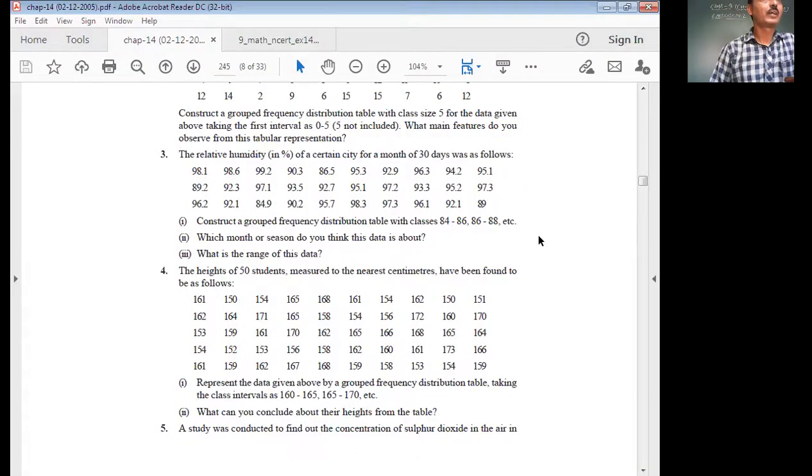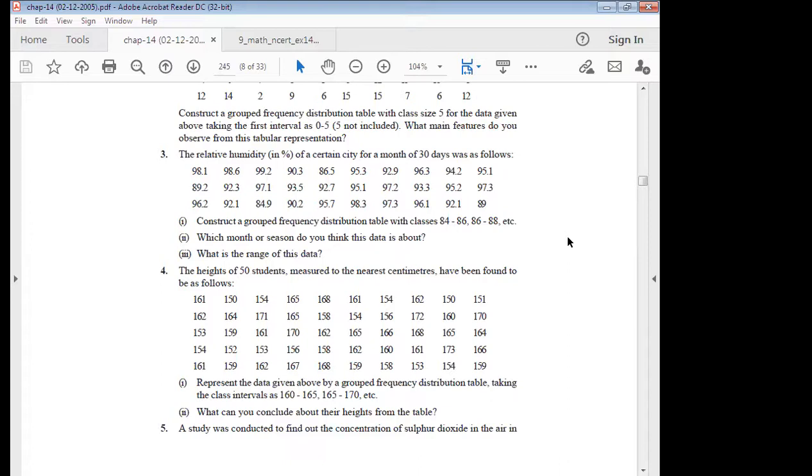You can easily convert question number 3 and question number 4 into a group frequency table. In question number 3, it is given that the distribution is of class size 84 to 86 and so on. You can first check the maximum value here and then decide the last class interval which we need to take, right? Similarly, you can give the answer as asked here.